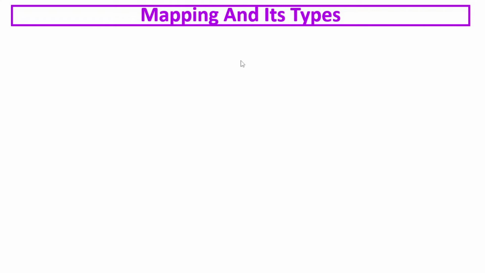Hello students, today we start with the chapter on functions. In our today's session, we'll be knowing about mapping and its types. First of all, we'll be knowing the meaning of this term mapping, and then we'll be knowing the different types of mapping that exist. Okay, so without any further delay, let us start with our today's session.